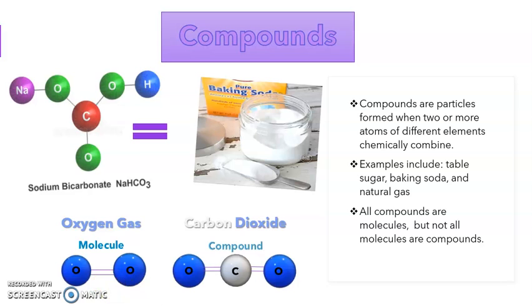In the next slide, I will be explaining with animations the relationship between matter, atoms, and compounds.